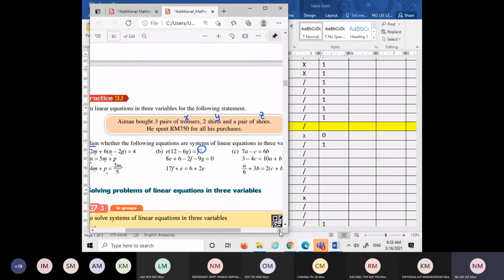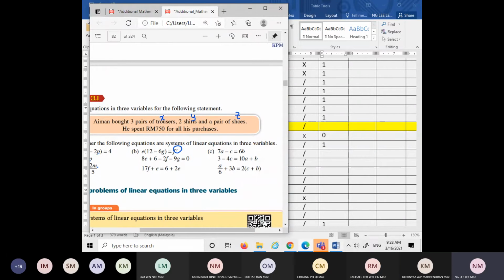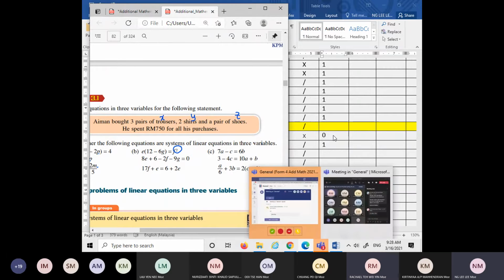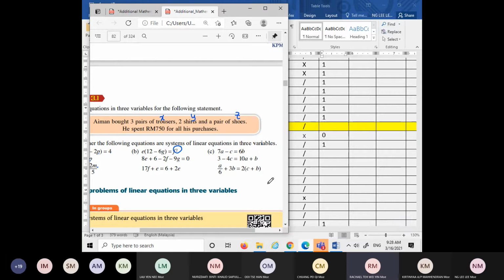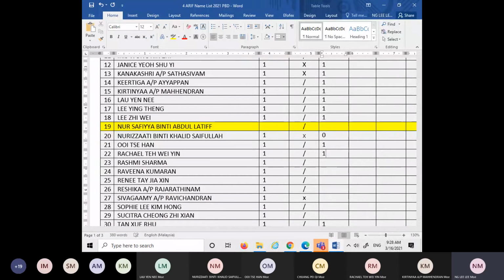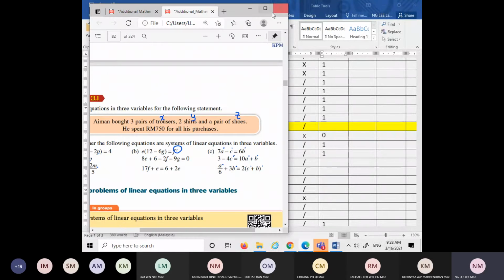So Rachel, can you answer for C? Yes, it is, because all three equations have three variables with power 1. Okay, so the three variables are what? Please name them. A, B, C. Okay, A, B, and C here. I check one by one. First one, you have A, B, and C, all power 1. A, B, and C, all power 1. A, B, and C, all power 1. So the answer is yes. So, Rachel, this one done.